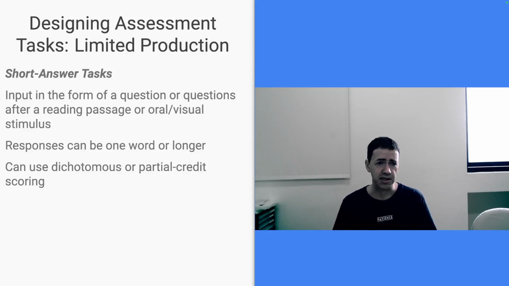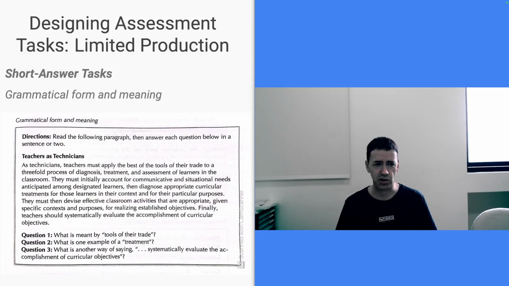Okay, designing assessment tasks, limited production, short answer tasks. So you can do short answer as well. These are again more open-ended. The input could be a question. It could be questions. It could be oral or visual stimulus. Responses could be just one word, or they could be longer, up to a sentence. And again, you can use dichotomous or partial credit scoring. So here's an example. And again, you're looking at form and meaning.